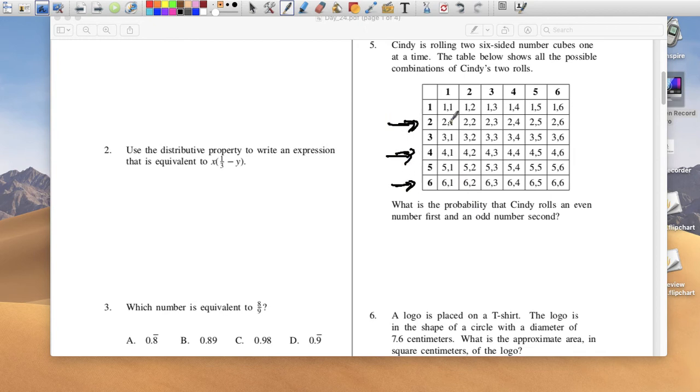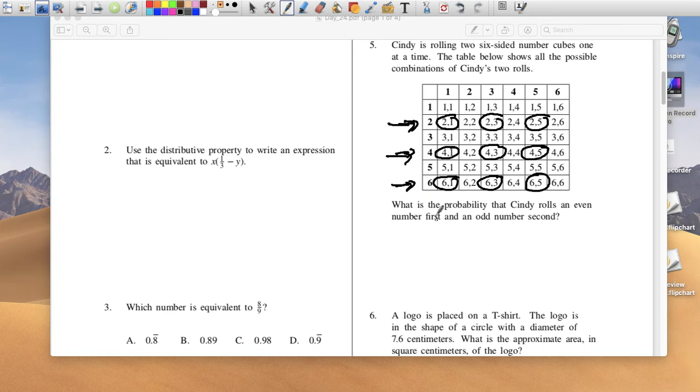So 2 and 1 is even and odd, so that's okay. This is okay, even and odd. So looking for anything that's even and odd. What if it was a 4? 4 and 1, that's even and odd. 4 and 3, that's even and odd. And 4 and 5 also works. 6 and 1 works. 6 and 3 works. 6 and 5 works. So if you notice, all the combinations are circled. The first numbers are all evens, and the second numbers are all odds. Am I forgetting any? I don't think so.